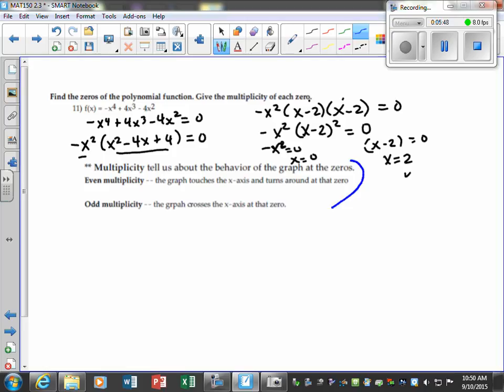What is the multiplicity of this? How many do they have? 2 of them, right? At negative x squared, it has an exponent of 2, so we would say this one had multiplicity of 2. And what about this 0? It had a multiplicity of 2 as well.